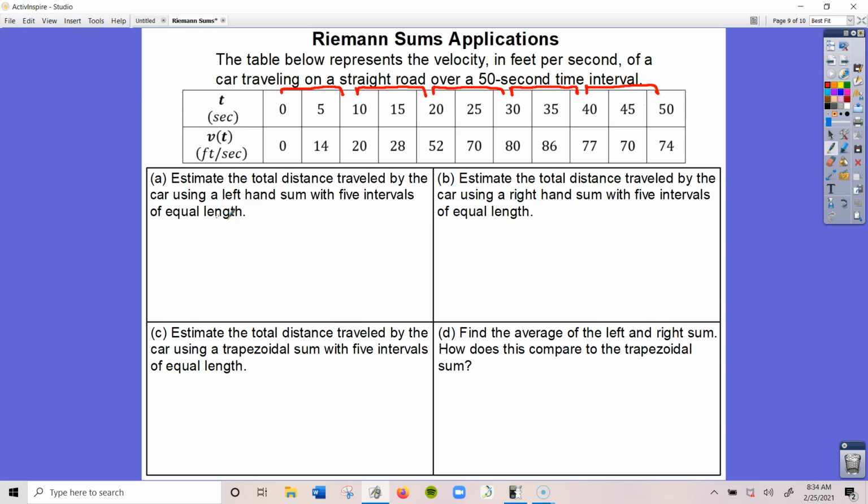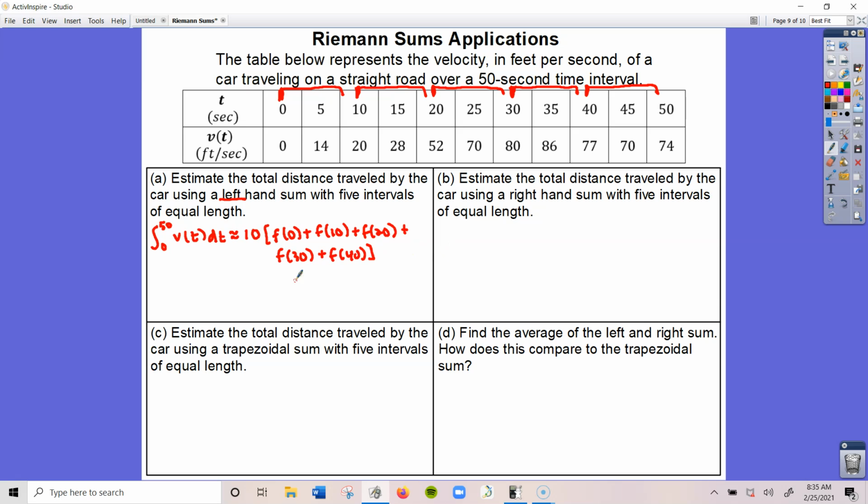So if we want the left sum here, we're going to estimate. So this is from 0 to 50 of v of t dt. Each rectangle has a base of 10. And then since we are using a left-hand sum, we start with f of 0, and we use all of the function values except for f of 50 because it's the last one. So f of 0 plus f of 10 plus f of 20 plus f of 30 plus f of 40. Since remember, it's the left side of every rectangle.